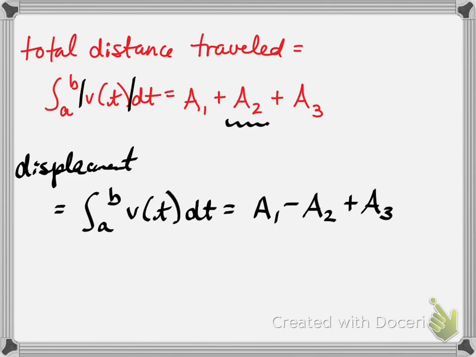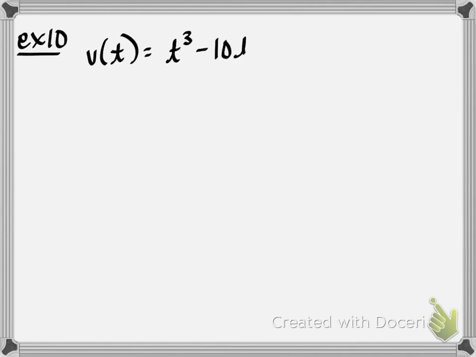All right, example 10. The velocity in feet per second of a particle moving along a straight line is v of t equals t to the third minus 10t to the second plus 29t minus 20.